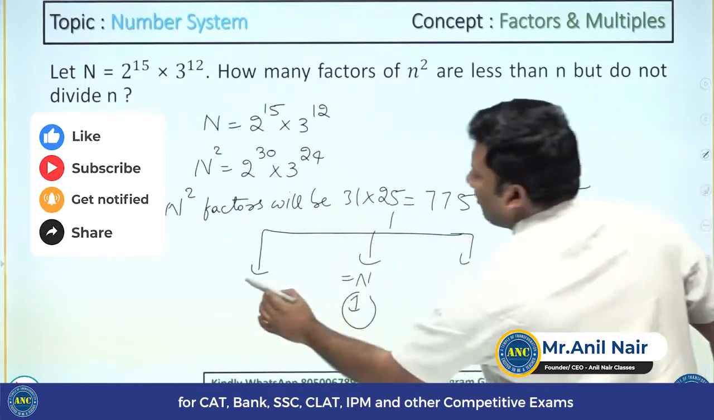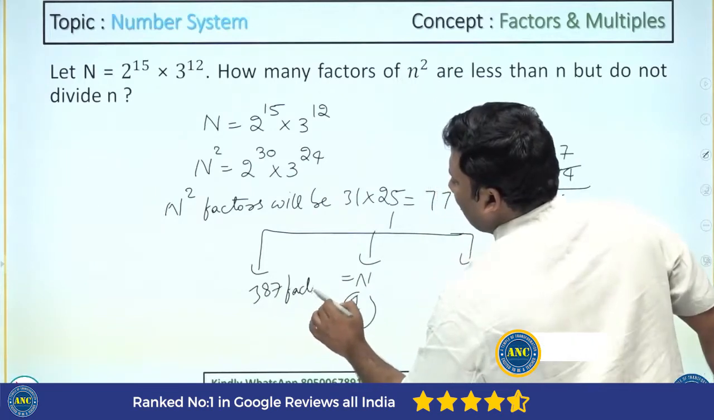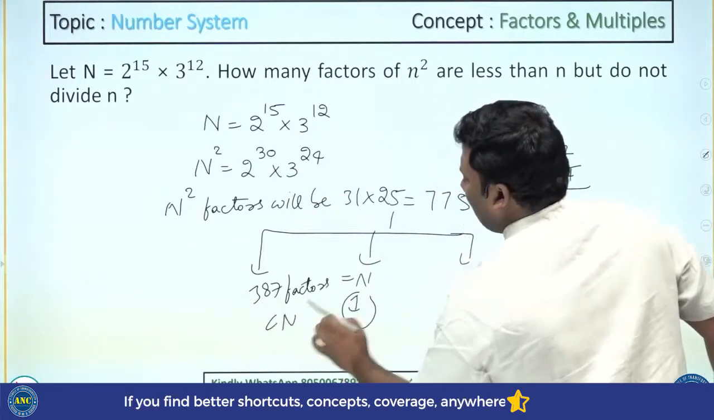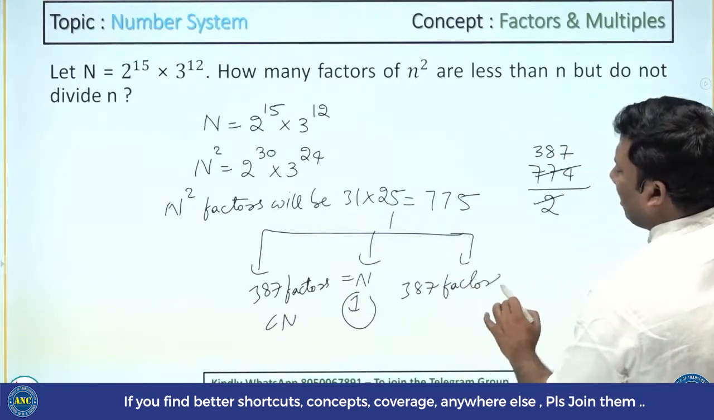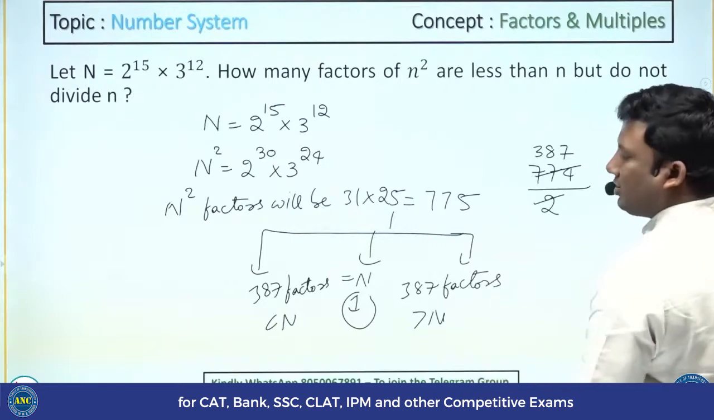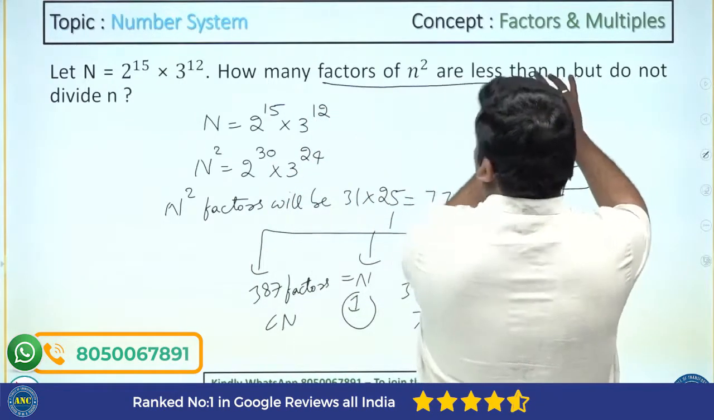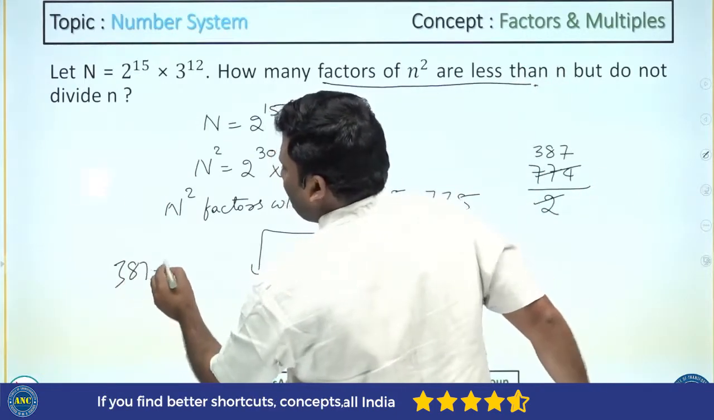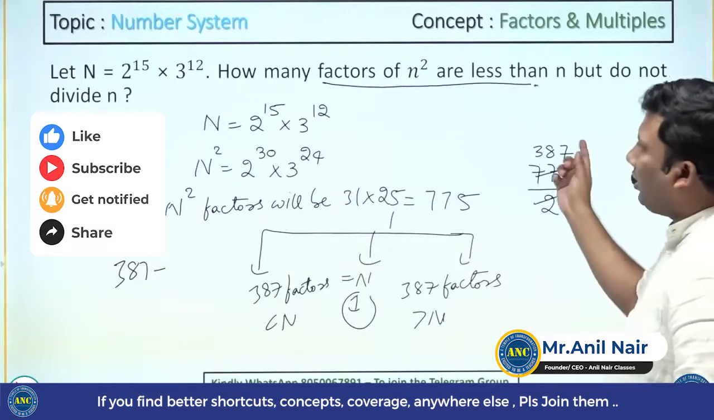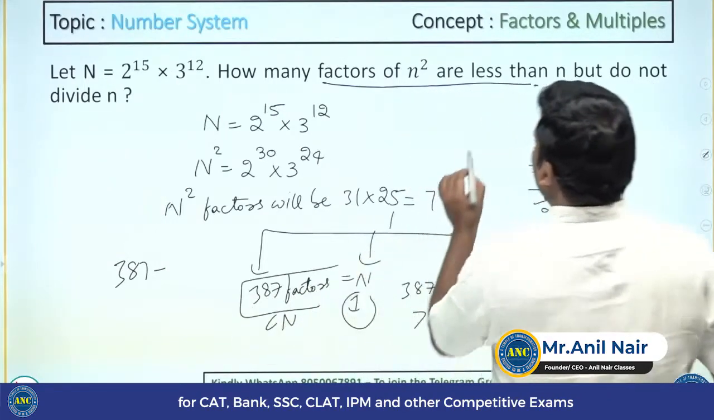387. 387 factors are less than n. Are you all with me? 387 factors are greater than n. How many factors of n square are less than n? Total 387 factors are there. But do not divide n. In that one, how many do not divide n?